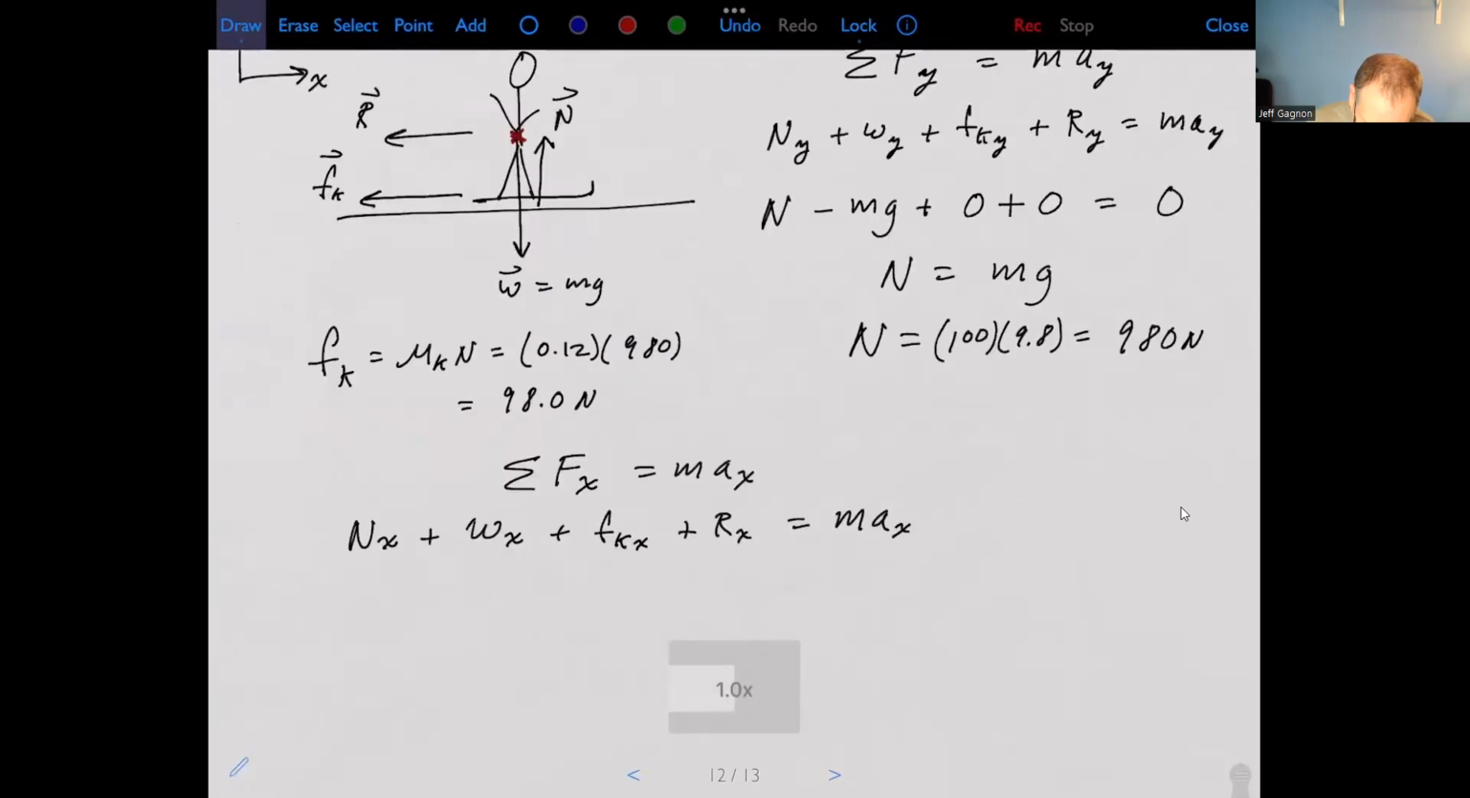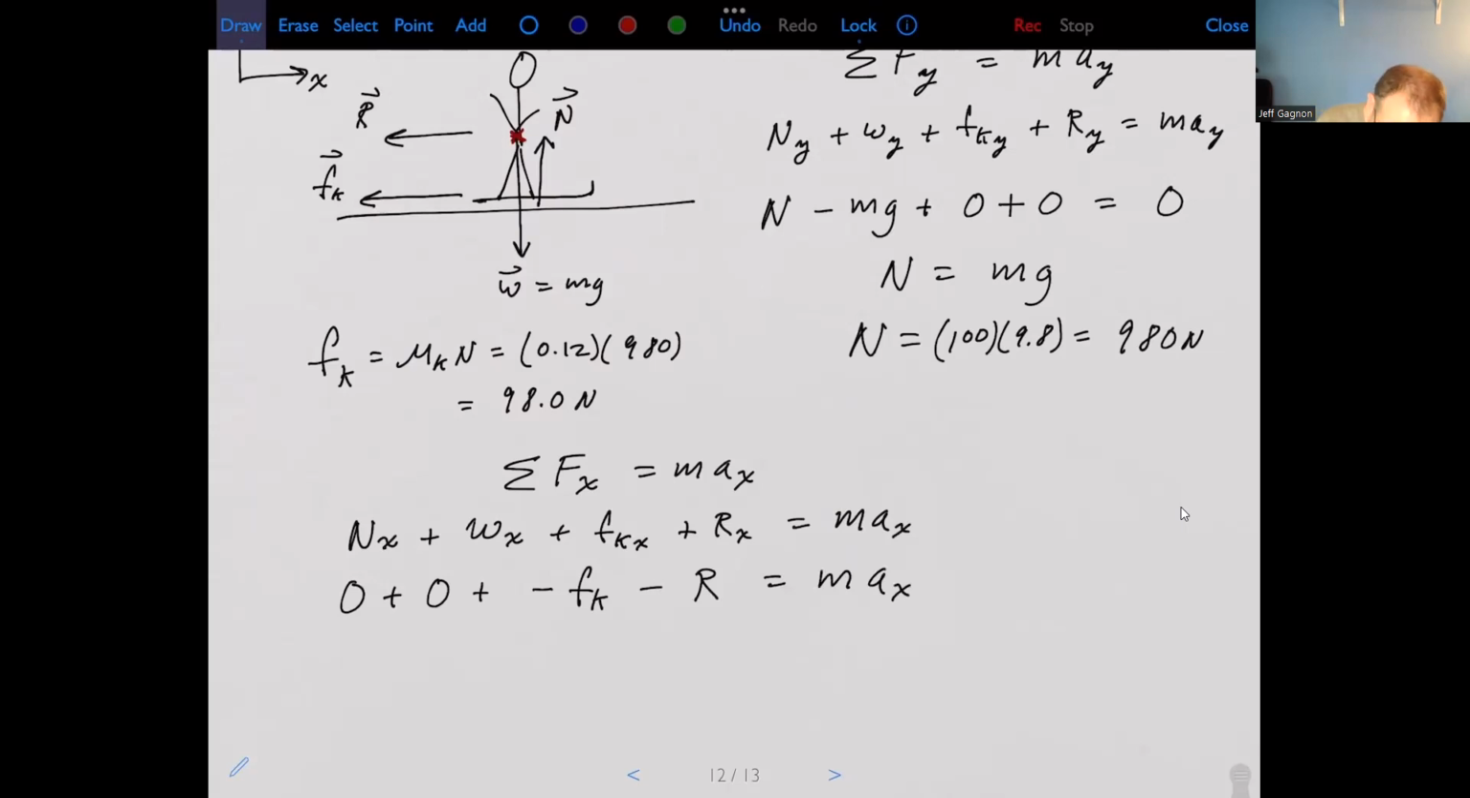Well, how much of that normal force vector is in the x direction? None of it. How much of the weight is in the x direction? None of it. What about the kinetic frictional force? Actually, all of it is in the x direction. And since it's resisting motion, it's negative, in the negative x direction. So I'll write this as negative Fk. And how much of that air resistance is in the x direction? All of it, and again, it's negative. So negative R. That's going to equal m ax.